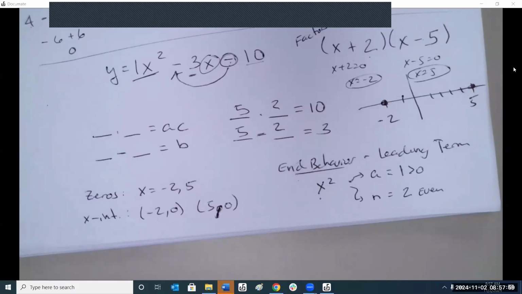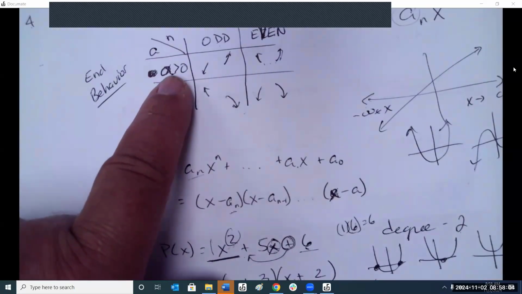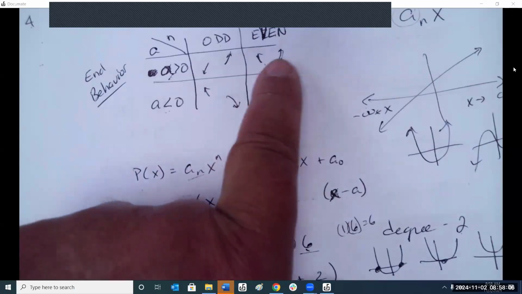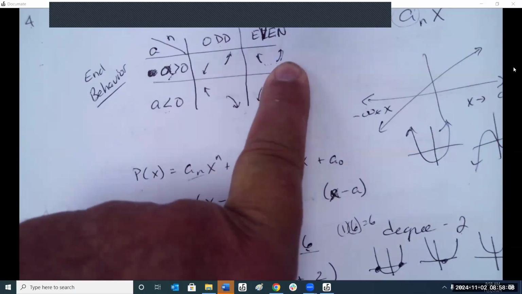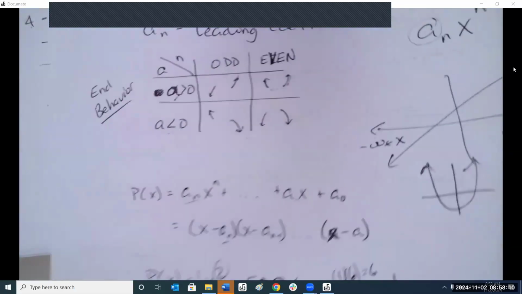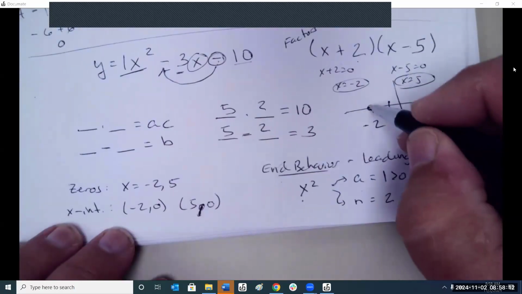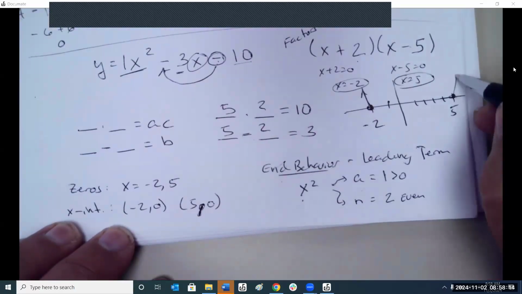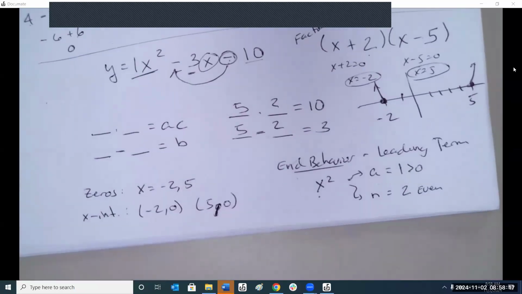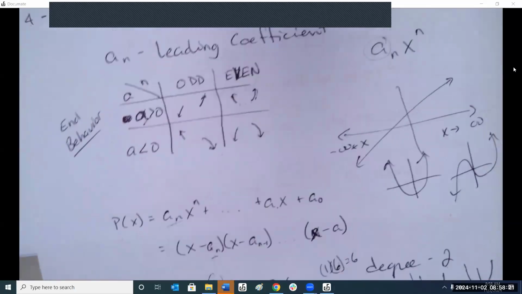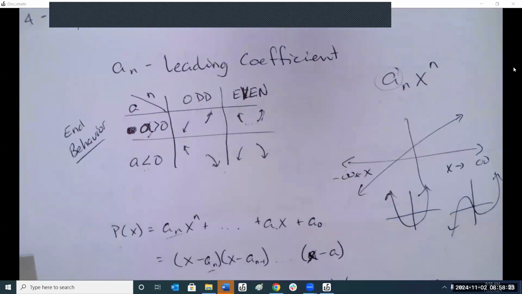So what happens if A is positive and N is even? If A is positive and N is even, the graph from the end points, they both go up. Yeah. But you don't have to shout. It's very quick and easy to write it down.